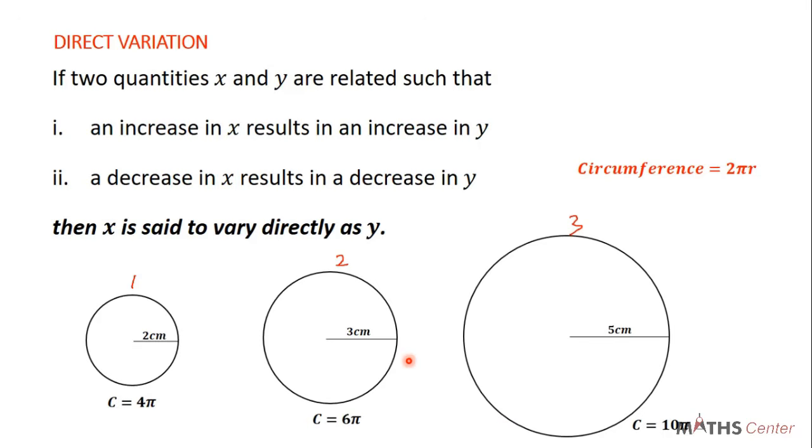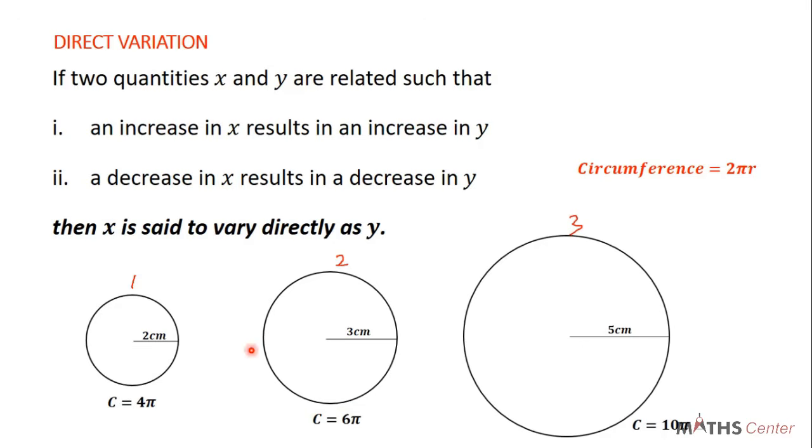If you look at it from the opposite direction, as the radius decreases from 5 centimeters to 3 centimeters, the circumference will also decrease from 10 pi to 6 pi. In the same way, as the radius decreases from 3 centimeters to 2 centimeters, the circumference also decreases from 6 pi to 4 pi. So, as the radius decreases, the circumference also decreases.